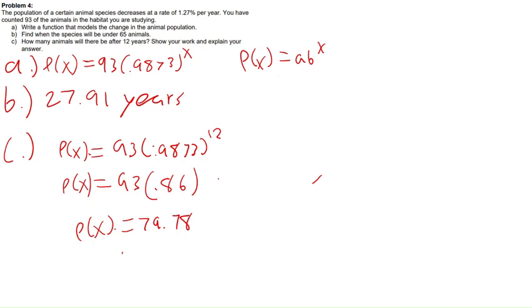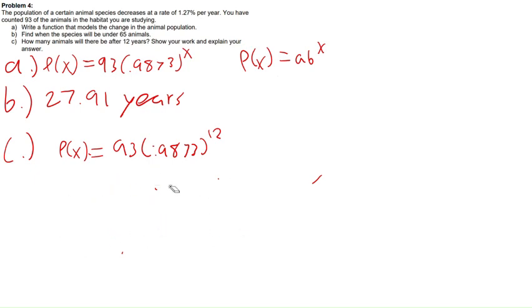Well, we obviously can't have a fraction of an animal actually. So we probably need to round down, or actually round up. So there'd be 80 animals, or 79, I don't know. 80 animals. So that will be our final answer.